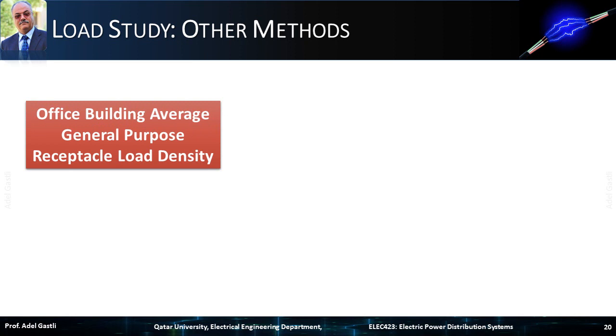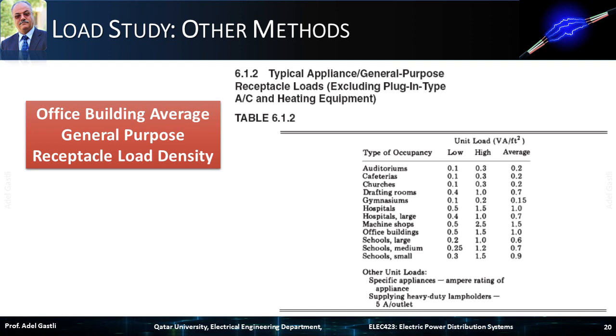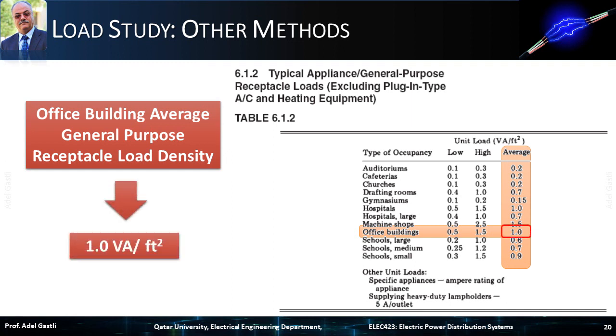Next, we shall estimate the office building average general purpose receptacle load density in volt amperes per square feet. For that, we need to refer to the related IEEE standard table. From this table, we look at the office building's type of occupancy and read the corresponding average unit load density. In this case, it is 1 volt amperes per square feet.